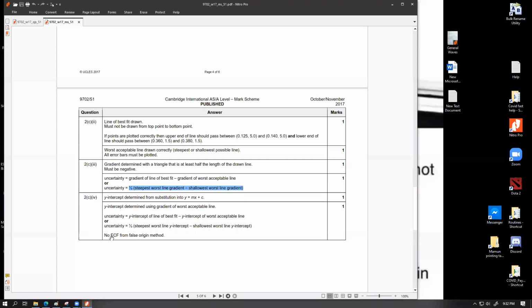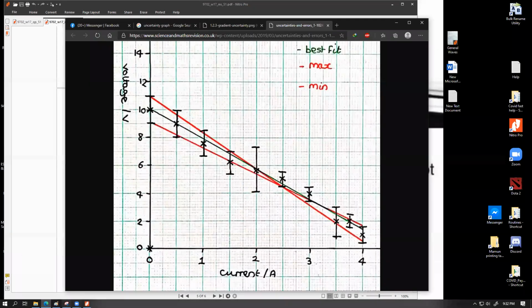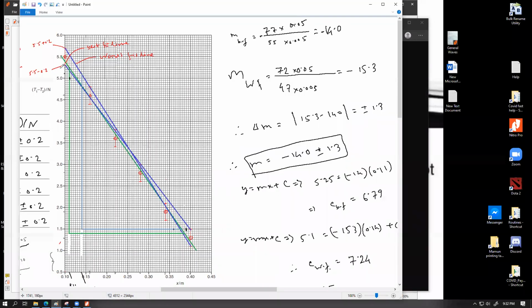No ECF from false origin method মানে হচ্ছে ওই যে জিনিসটা বললাম যে কেউ যদি ডিরেক্টলি গ্রাফ থেকে y-intercept read off করে তাদেরকে কোনো ECF দিবে না, তাদেরকে কোনো মার্কসই দিবে না। Not being able to understand that we cannot take the y-intercept value from the graph is something that you will be discredited for.